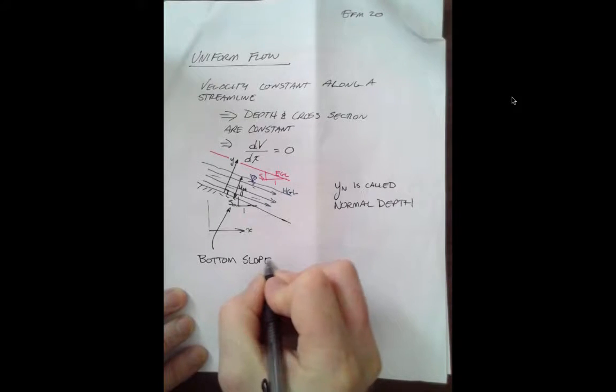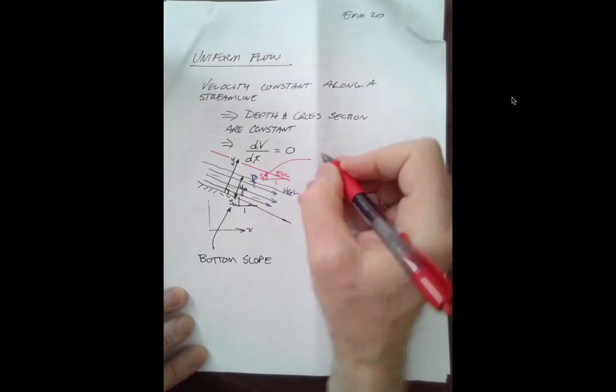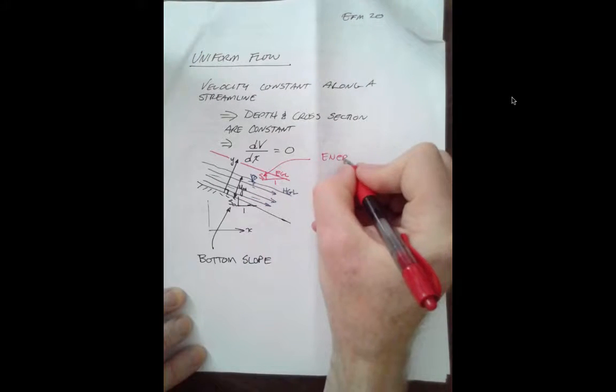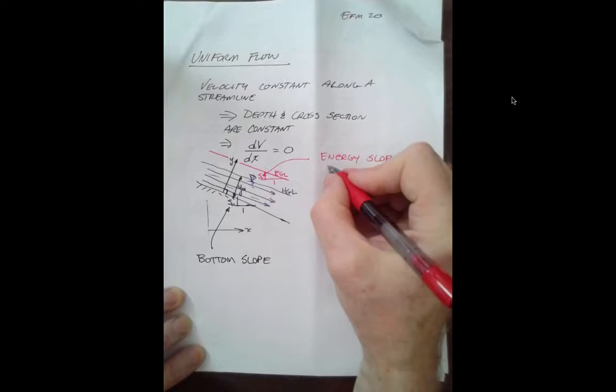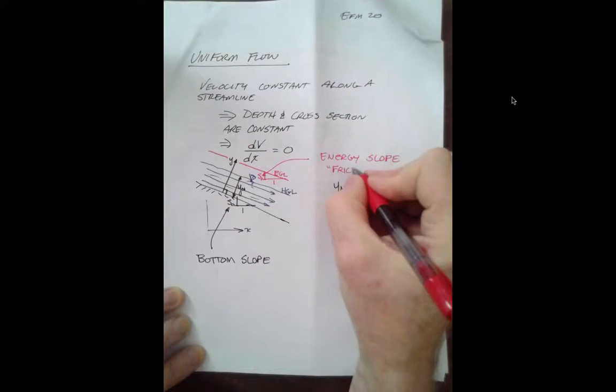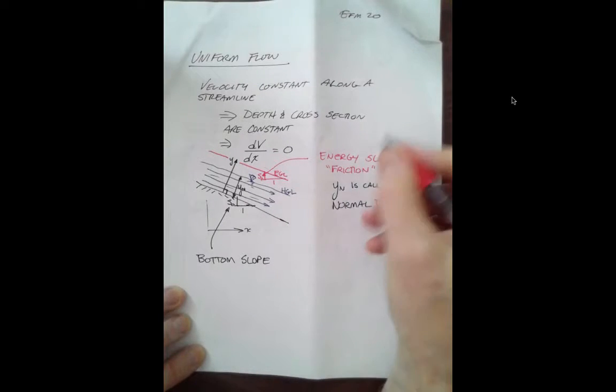So that's called the bottom slope. This one is called the energy slope. And then an older term is called the friction slope. Energy slope, friction slope are interchangeable terms.